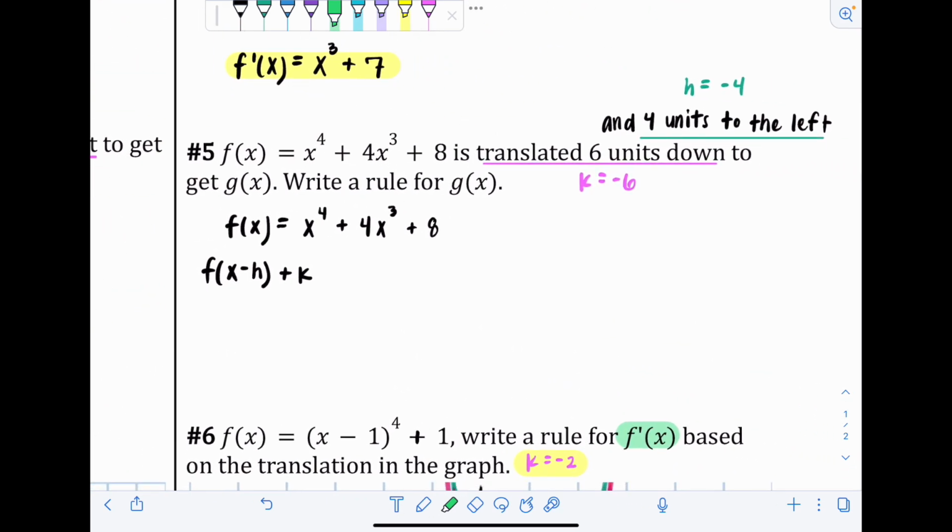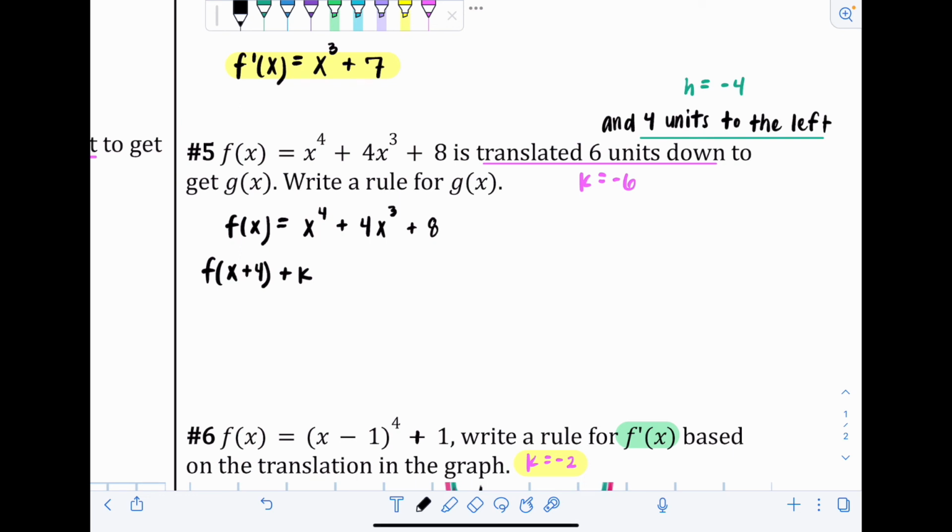So now I'm just going to take each of the h and k values and substitute them in. So h was negative 4. So instead of minus h, it'd be minus negative 4. Now we just want to simplify it. We would never leave it as a double negative, but x minus negative 4 would simplify to x plus 4.